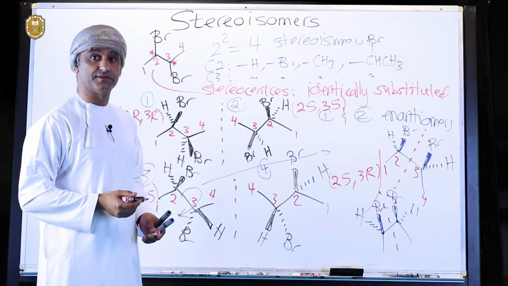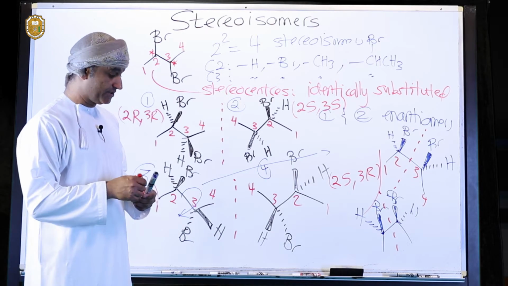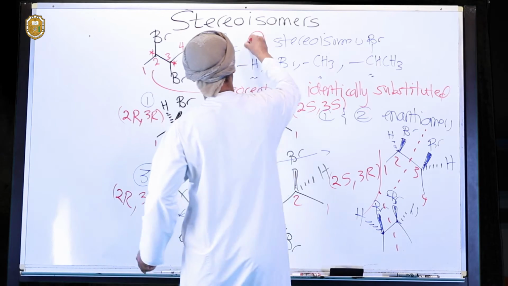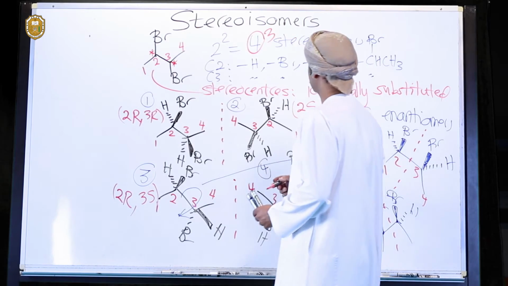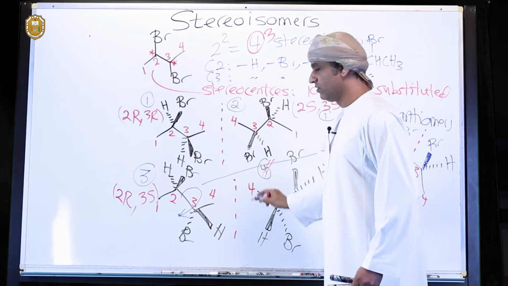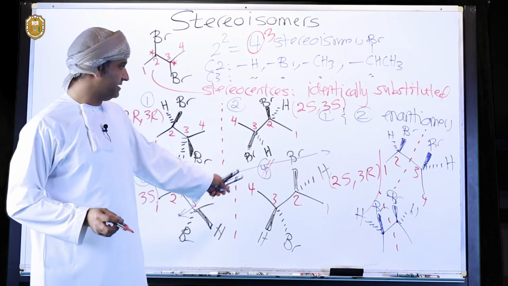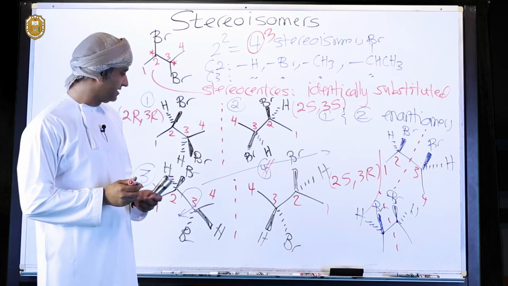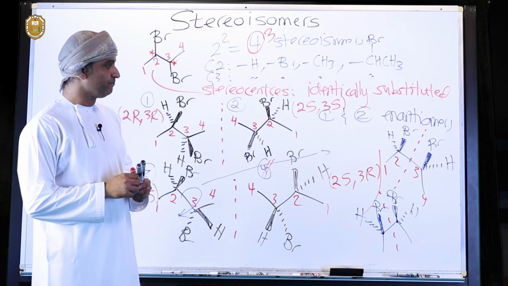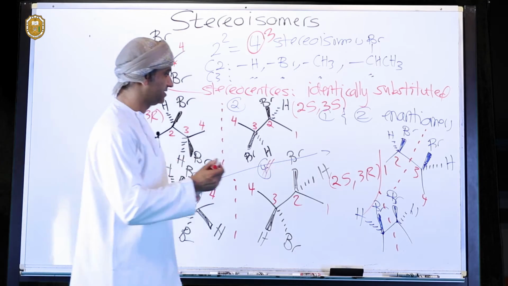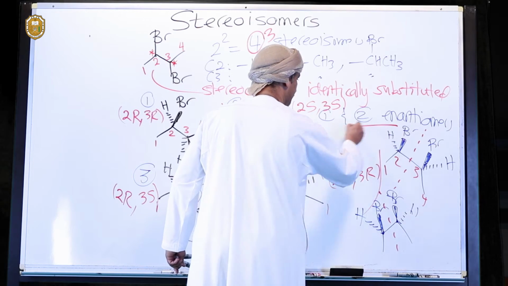So there is no 4, therefore. It's only 3. It's actually 3 stereoisomers possible. There is no number 4. 3 and 4 have been found to be identical. So 3 and 4 are identical. That's because there is a plane of symmetry. So 3 and 4 have a plane of symmetry.